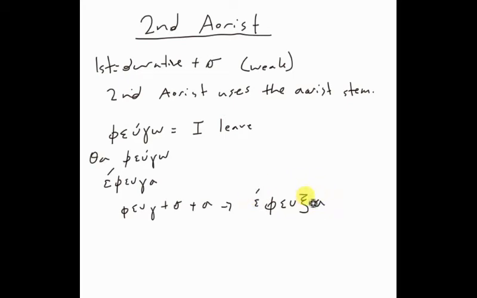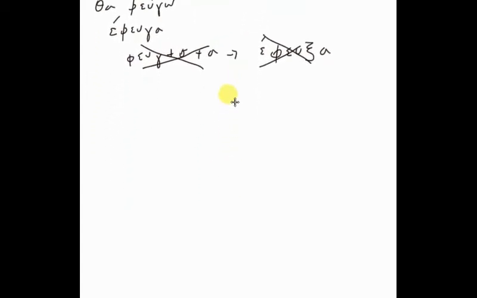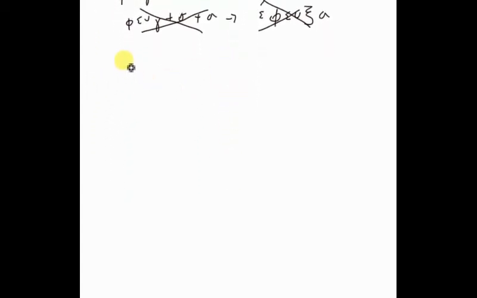You would get έφευξα for the aorist, but this is not a first aorist, so this doesn't exist. You need to use the aorist stem, which you need to know beforehand. So the aorist stem for φεύγω is just φυγ. And then what you do is you apply your first person singular ending.